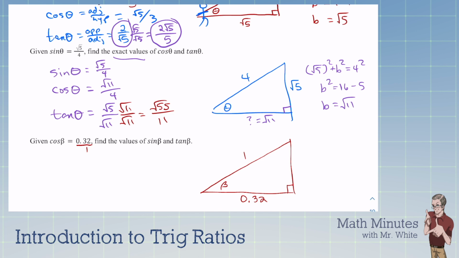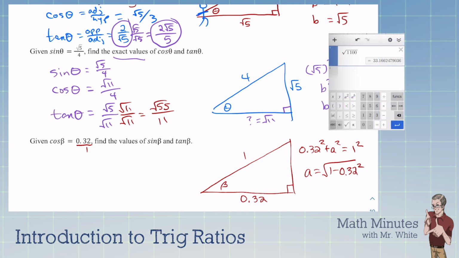So Pythagorean theorem will do it. 0.32 squared plus a squared is 1 squared. So a is going to be the square root of 1 minus 0.32 squared. So I think I'll go to my calculator on that one, and we'll go ahead and type that in. 1 minus 0.32 squared. And the answer is a is 0.95. I'll round it to hundredths since the original problem was hundredths also.